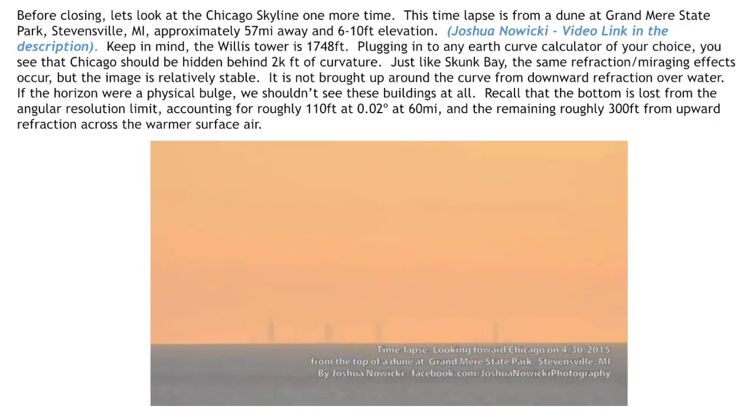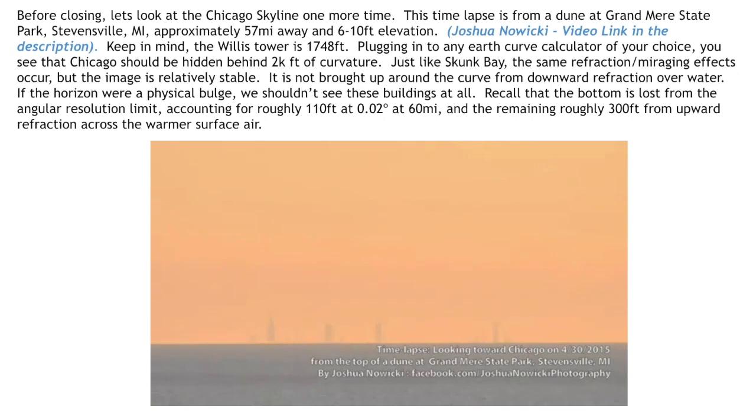So before closing, let's look at the Chicago skyline one more time. This time lapse is from a dune very close to the water, Grand Mere State Park, Stevensville, Michigan, approximately 57 miles away. And again, video link in the description.